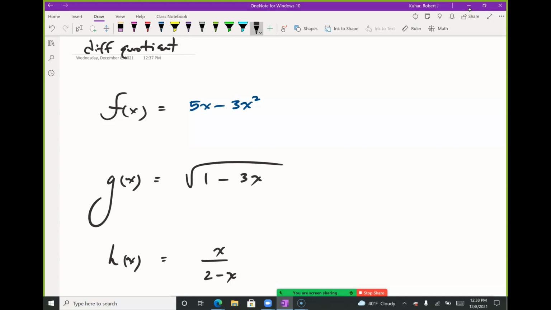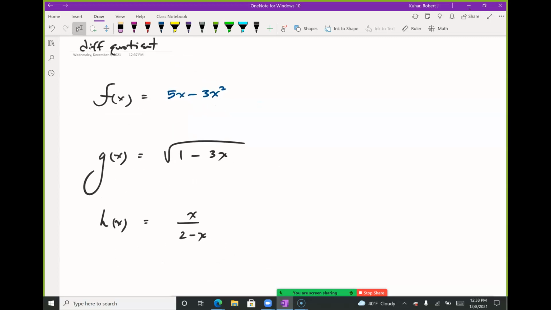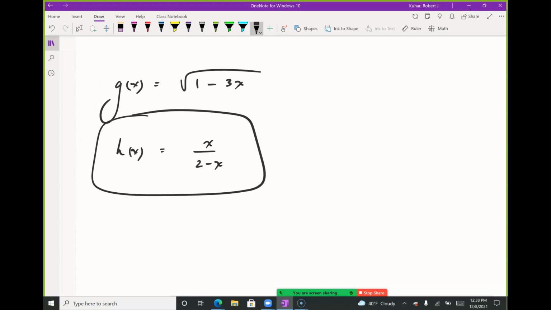And of course, you should be able to graph it and then find a secant line, right? Find the slope using the difference quotient and find a secant line. Now, all that kind of good stuff. Which one do you want me to do here? Keep it rational. Yeah. So h of x equals x over 2 minus x.